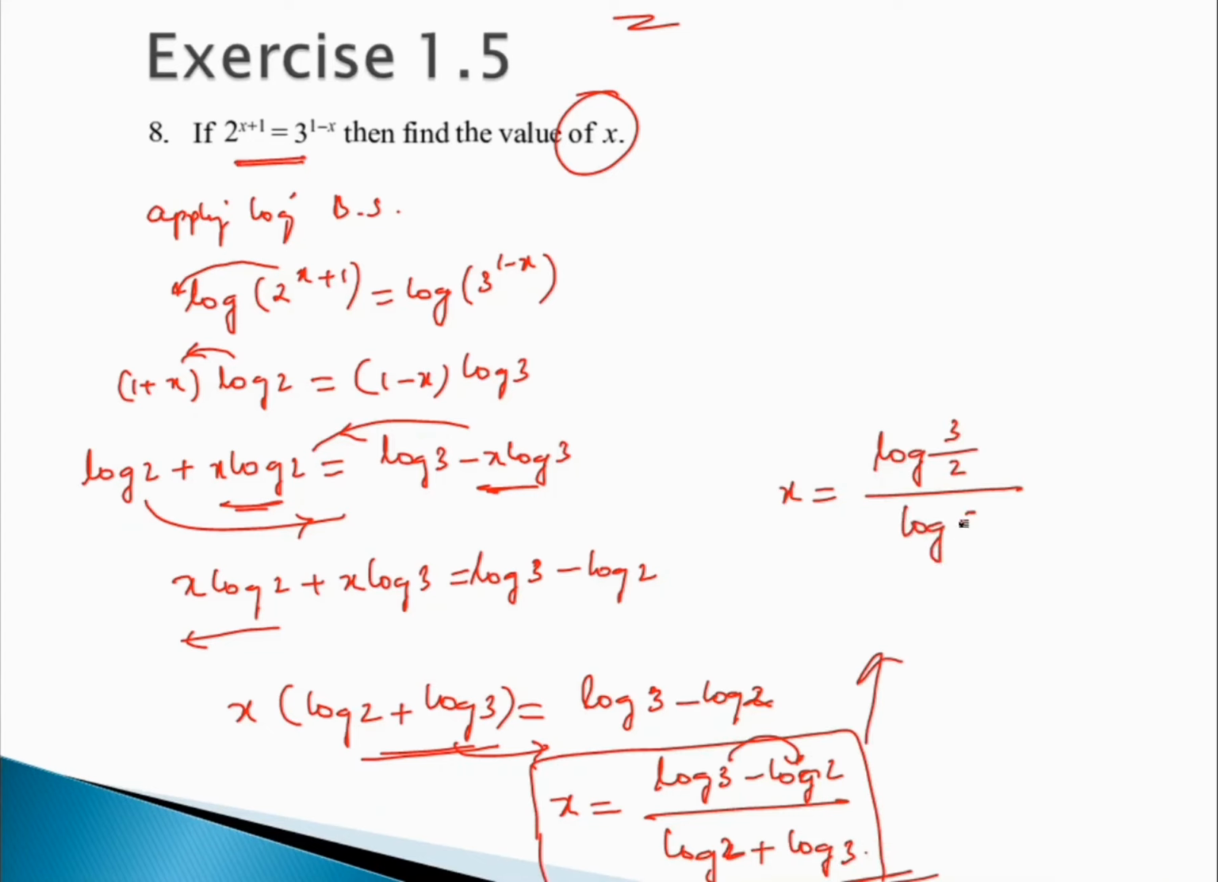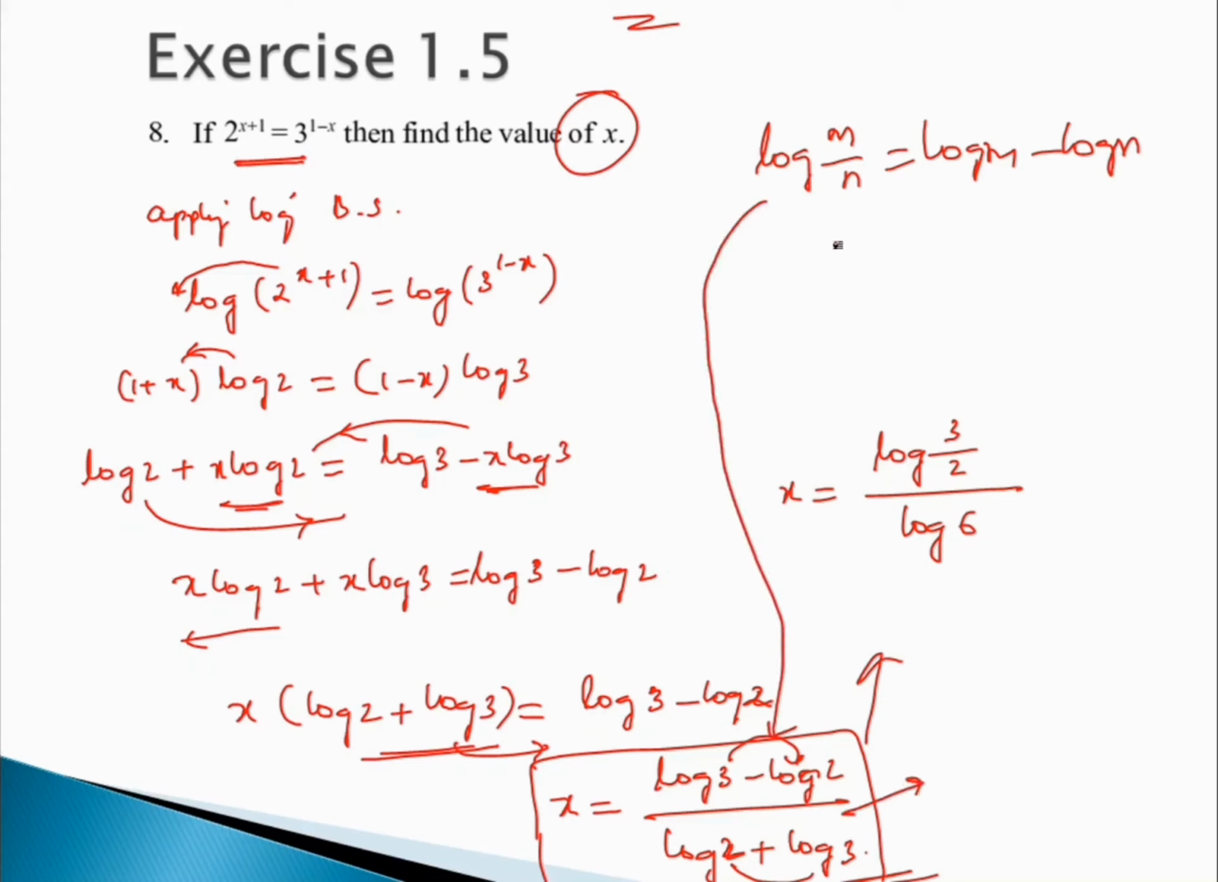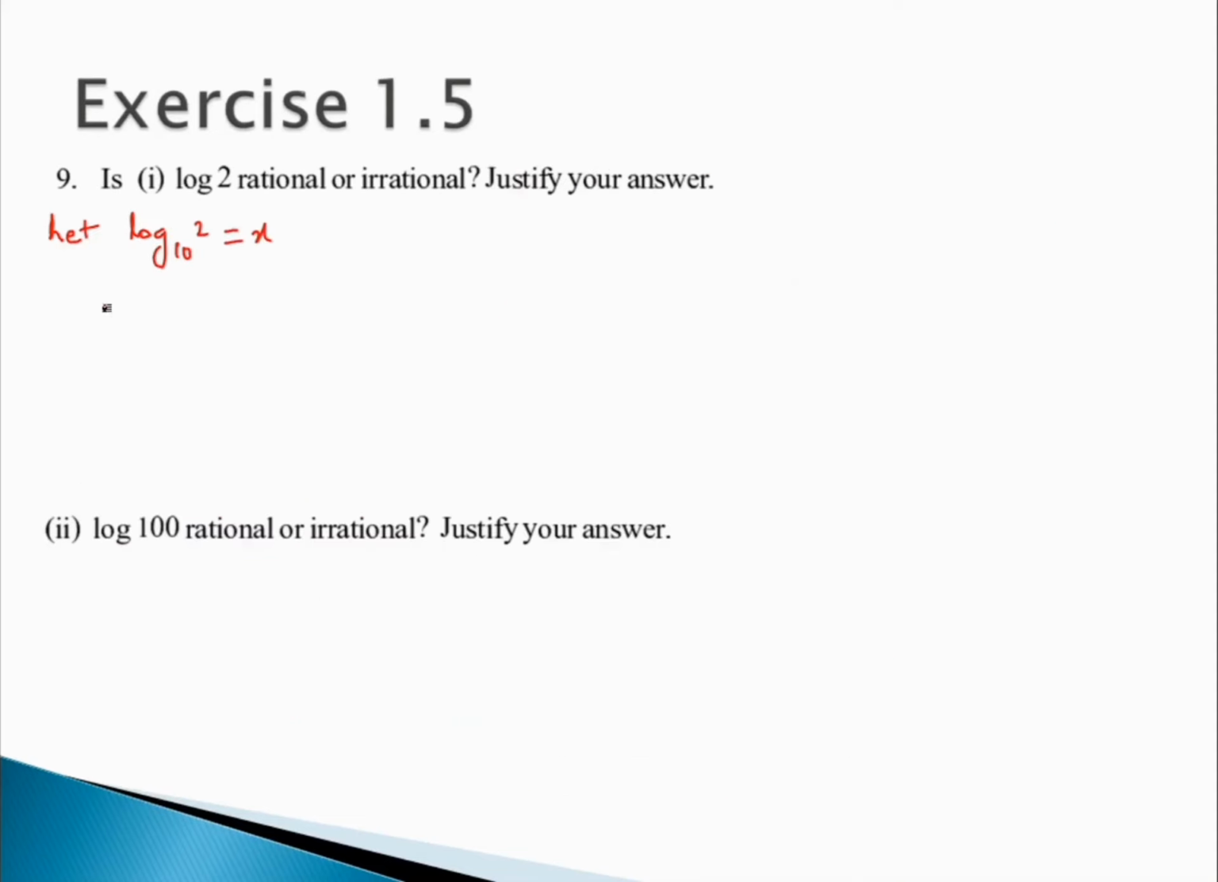Now you need to do these two multiplications for this log 6. See, what is the formula I'm using? Log of m minus log of n, I use this in the numerator, and in the denominator I have used log of m plus log of n is equal to log of m into n, as a required formula to get the answers, right? Log 2 equal to your x.